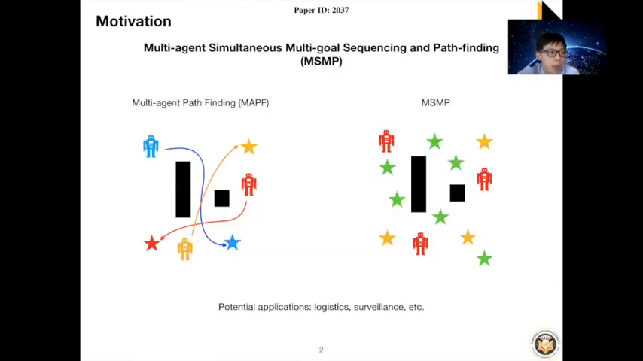So multi-agent pathfinding, or MAPF, is a problem about finding a set of collision-free paths for multiple agents from their respective start and goal locations. In this work, we consider a variant of MAPF where agents must collectively visit a large number of goals and stop at one of the destinations. Applications of this problem can be found in logistics, surveillance, and so on.